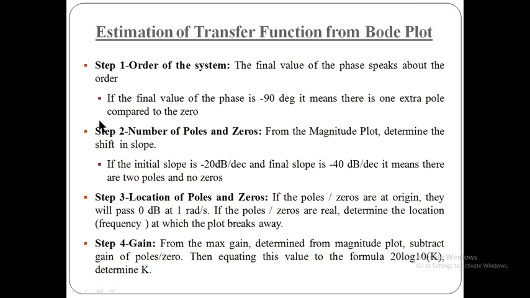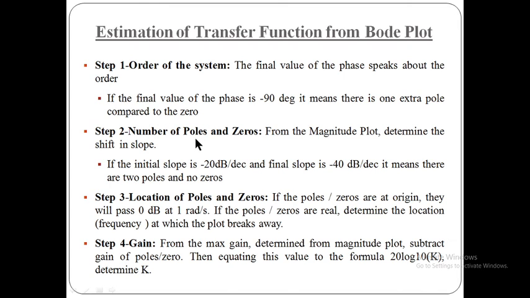Then, normally we can estimate the transfer function from the Bode plot. Here we are going to study the theory only, we will not have its numerical. So step 1 of this, order of the system. The final value of the phase speaks about the order. So initially we need to arrange the order in this equation. Then if the final value of the phase is minus 90 degrees, then it means that there is one extra pole compared to the 0.